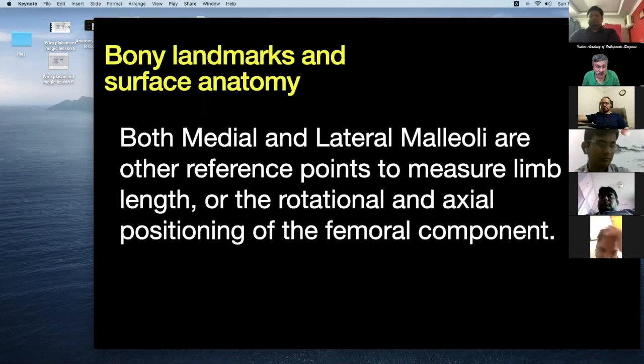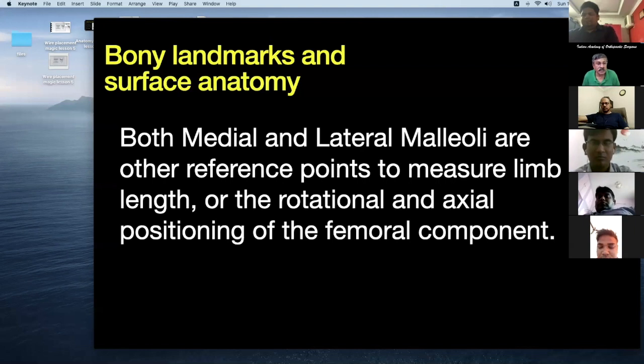Both medial and lateral malleoli are other reference points to measure the limb length or rotational or axial positioning of the femoral component. So once a patient is cleaned and draped and laid on the table, either in a supine position or lateral position, you should be able to identify and put your finger on the anterior superior iliac spine, posterior superior iliac spine, the iliac crest, tip of the greater trochanter, trochanteric flare, medial epicondyle of the femur, lateral epicondyle of the femur, the lowermost part of the medial malleolus, and the lowermost part of the lateral malleolus.